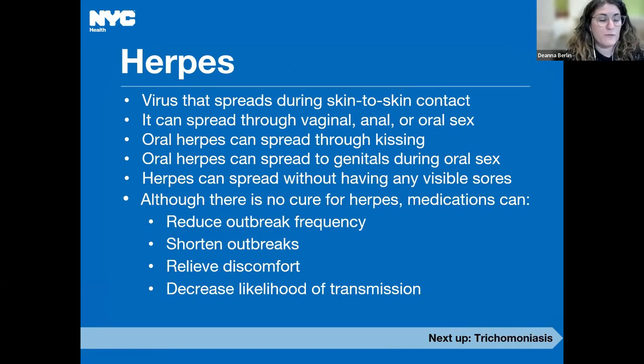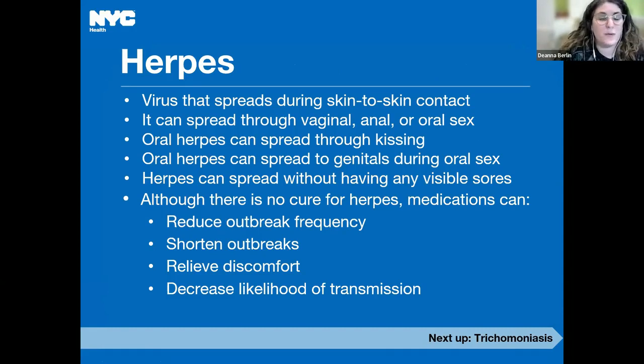So also another viral STI that we talk about a lot is herpes. It's a virus that spreads during skin-to-skin contact. We talk about oral, anal, vaginal sex, those types of sexual contact, but it's also sometimes just the skin-to-skin contact we're talking about here. Oral herpes can be spread through kissing, right? And then oral herpes can also be spread to the genitals during oral sex.